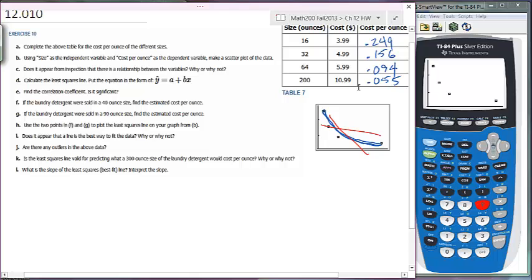So does there appear to be, from inspection, a relationship? I would say yes. It's a decreasing relationship.